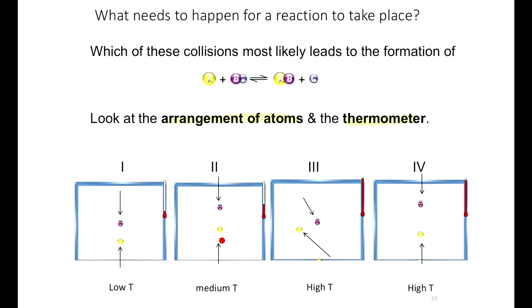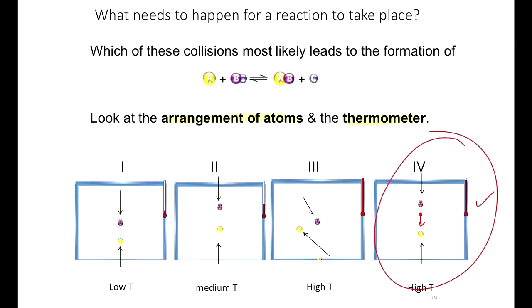Number 2, we give it a little bit more juice here, a little bit higher temperature. The collision is still kind of head on, but it looks like there's an even better one here, a nice head-on collision, but high temperature, so it would be number 4. What's wrong with number 3? Number 3 is also high temperature, but what's different about that one?